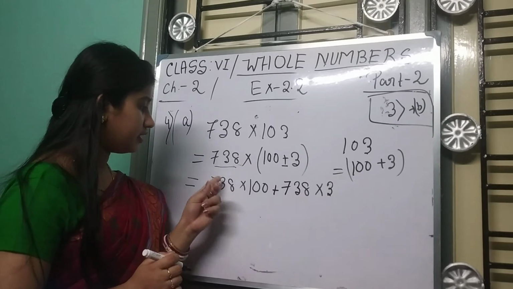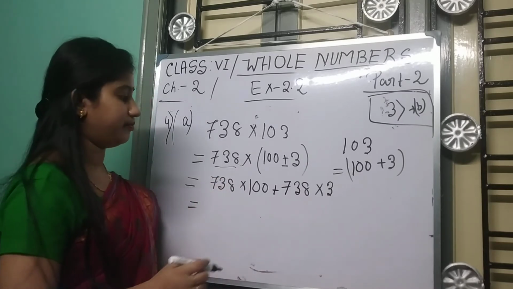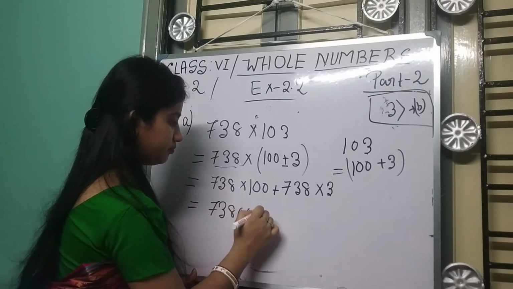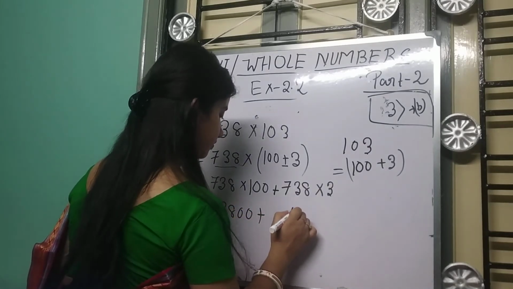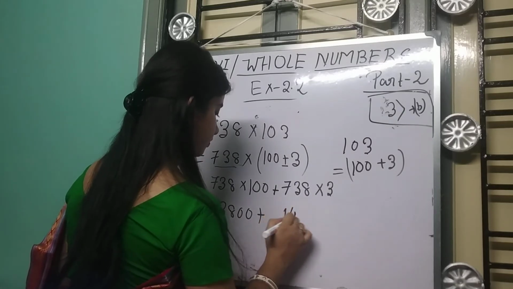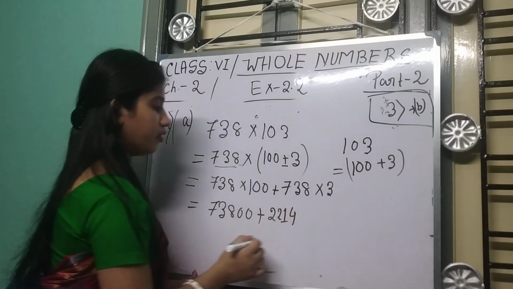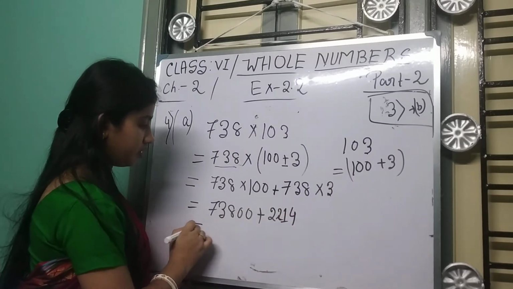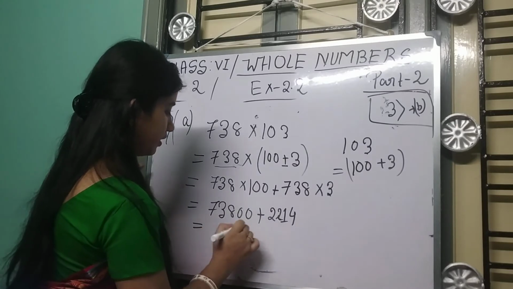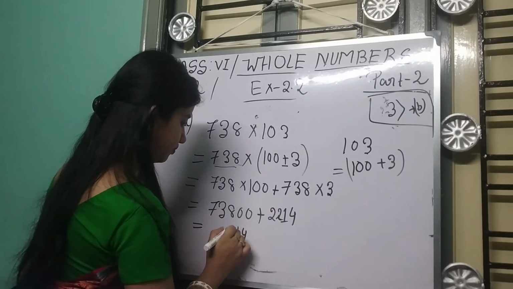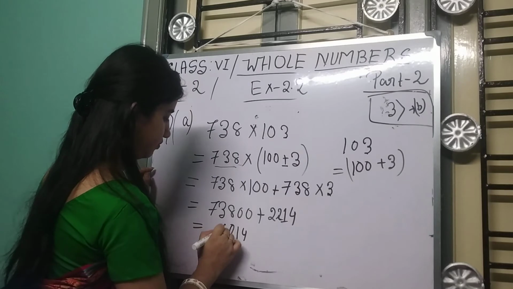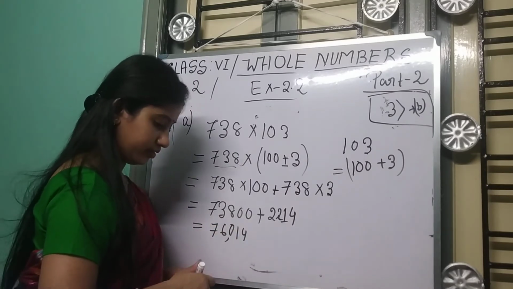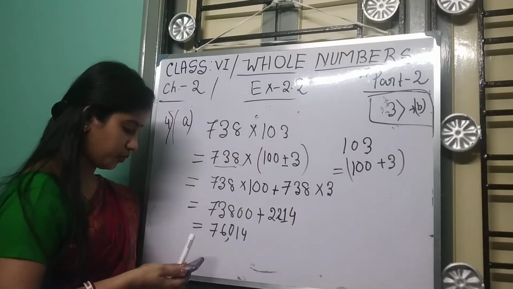Now this is called the distributive property. So we get 738 into 100, which is 73,800. We multiply 738 by 3, we get 2214. Now by adding these numbers we get 76,014. This is 4A.